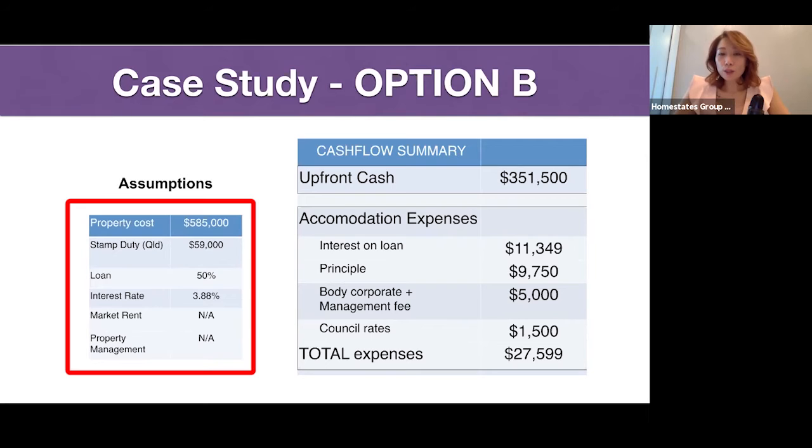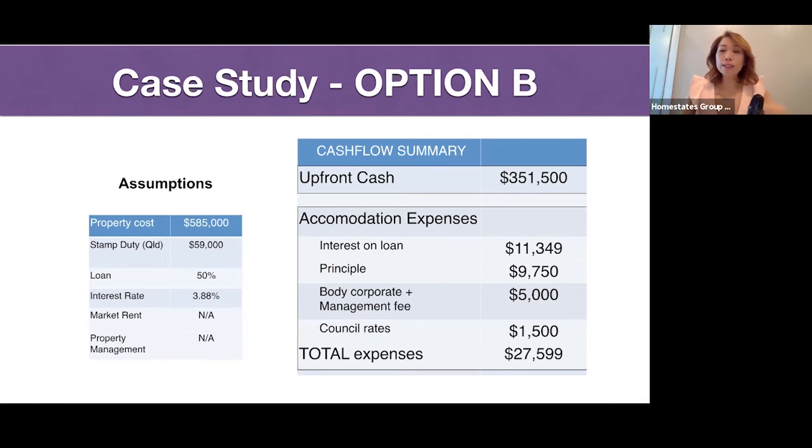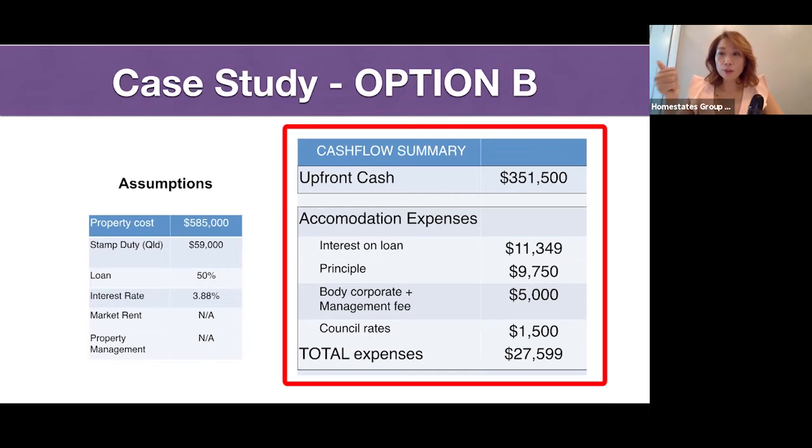So the upfront cash that parents need to look at is 351,000. That's including the stamp duty, obviously. Then the ongoing annual cost will be the interest on the loan, the principal you need to pay on the property, the body corporate fees, and then the council rates. So all these expenses add up to about $27,000. So what we just looked at in our previous few slides is that if you are to stay here, 27,000 is approximately one person's boarding cost.